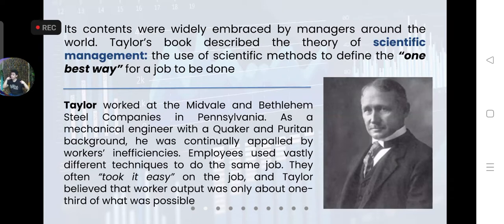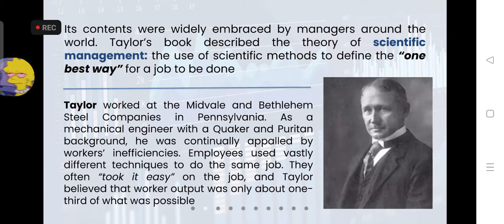So Frederick Taylor, an American engineer, discussed the scientific theory in his book, which is The Principles of Scientific Management. He introduced the four principles of scientific management. First is develop a science of each element of an individual's work to replace the old rule of thumb method. Second, scientifically select and train, teach and develop the workers.